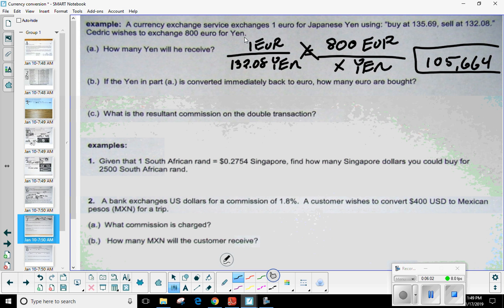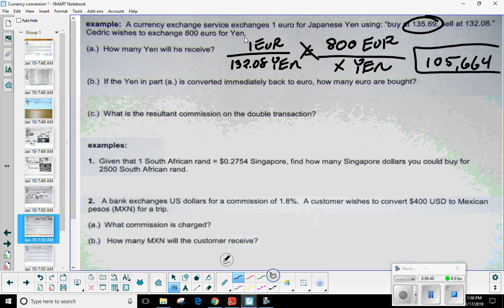Okay, good. All right, so B, if the yen in part A is converted immediately back to euro, how many euro are bought? Okay, so let's say the person went ahead and made this exchange, trip fell through, whatever the case is. So now we have to take the 105,664 yen and we want to get our euros back. But what's the issue? There you go. See, the bank is going to buy it back, but at a higher price. So am I going to go ahead and get back the 800 euros? No. We haven't even talked about the commission. That's just the exchange rate here. Does that make sense? Okay.